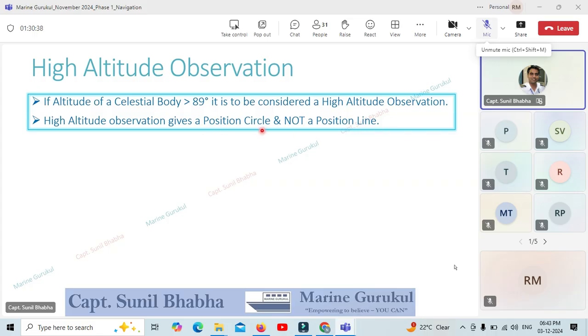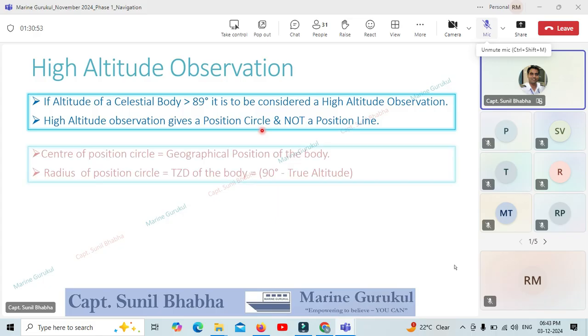When we get a position circle, the next question which arises is, what is the center and what is the radius of that position circle? These are the two things which we require to plot a position circle. The center of the position circle is given by the geographical position of the body, also known as GP. And the radius of the position circle is given by the true zenith distance of the body, which is obtained by 90 degrees minus the true altitude.